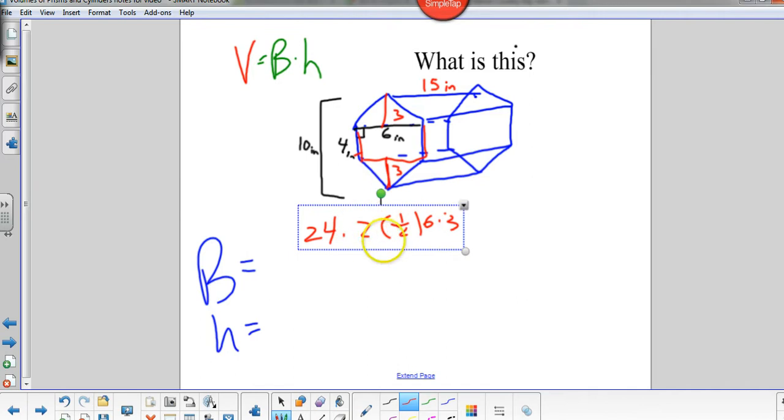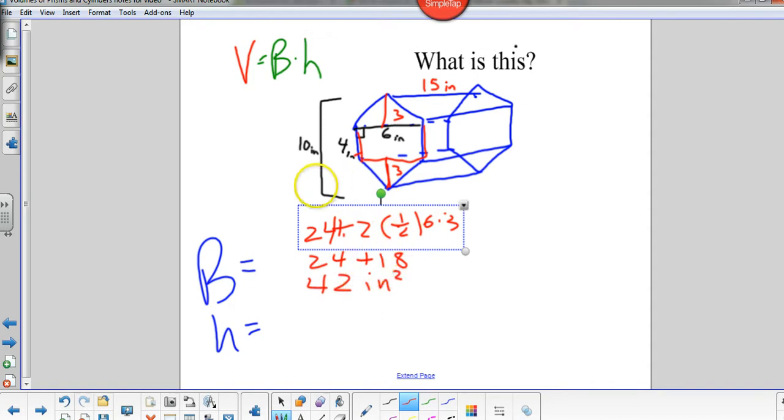And the 2 and the 1/2 are going to cancel out. So it's 24 plus 18, or what is that, 42? 42, and it's going to be square inches.